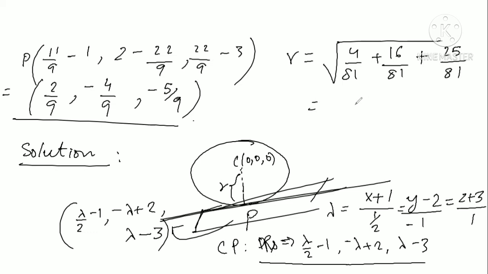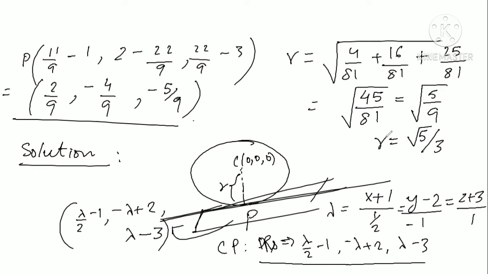So this is 4 and 16, 20, 20 and 25 is 45. So 45 by 81. Now 9 5s are 45, 9 9s are 81. So root of 5 by 9, which means we can write the radius as root 5 by 3. We get the radius of the sphere as root 5 by 3. Okay, so I found the value of radius as root 5 by 3, and we know the coordinates of center is 0 comma 0 comma 0, which means center is nothing but the origin of the coordinate system.